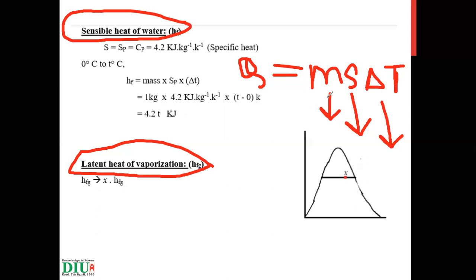Okay, my student, from now we will consider the mass m equals 1 kg from now on, because in the coming slides, I have already given this class lecture.